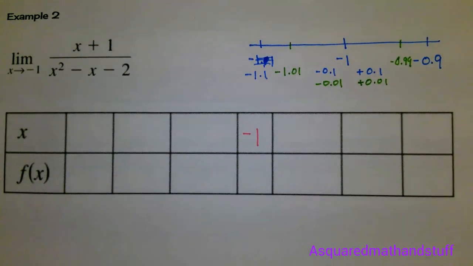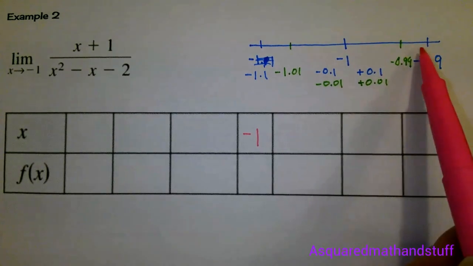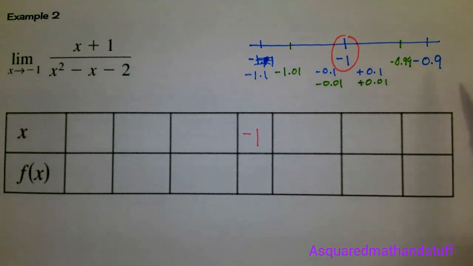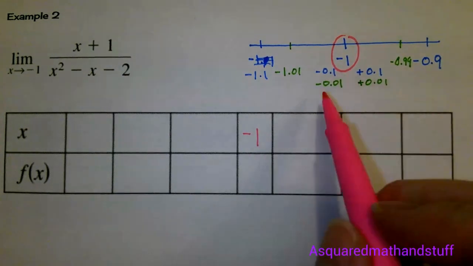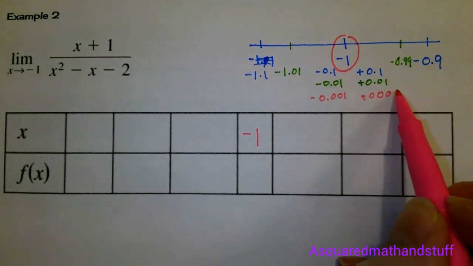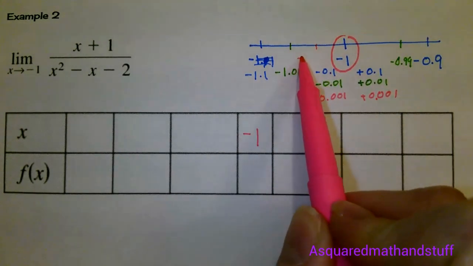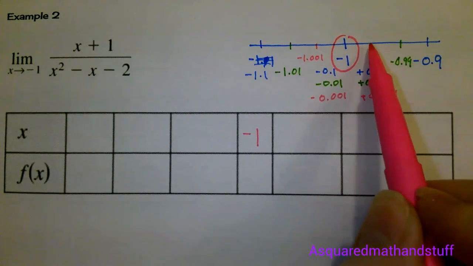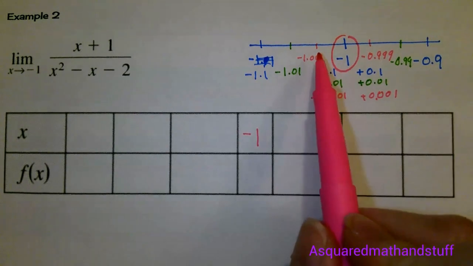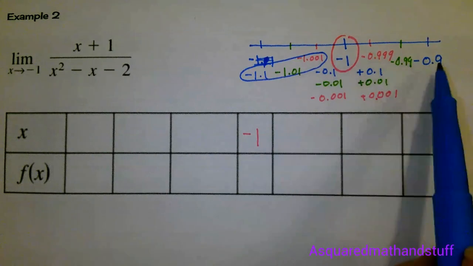And then finally, we have to subtract a thousandth and add a thousandth. So we're continuously getting closer and closer to this middle value, or what we're looking to approach, of -1. So subtract a thousandth and add a thousandth, and we will have our values of -1.001 and -0.999. So these numbers here are the numbers that we want to put in our table.